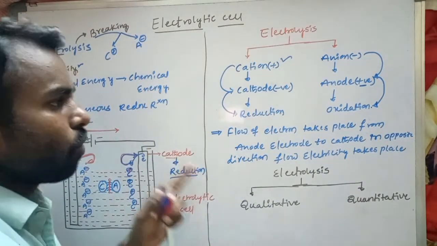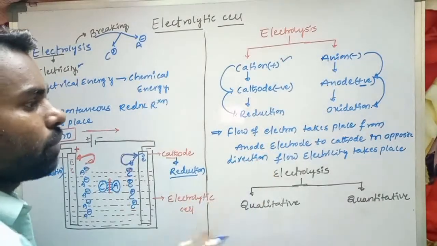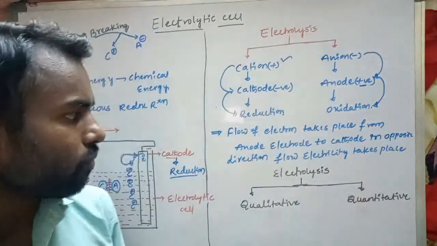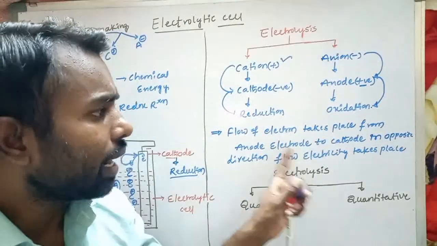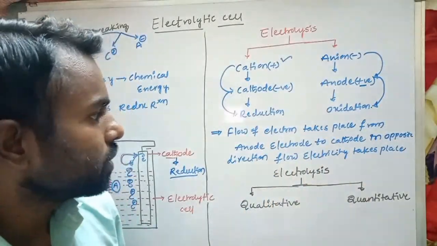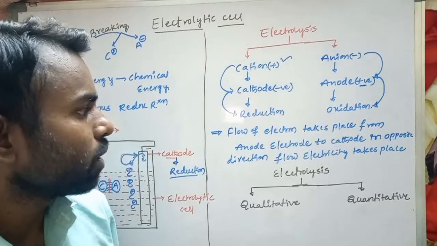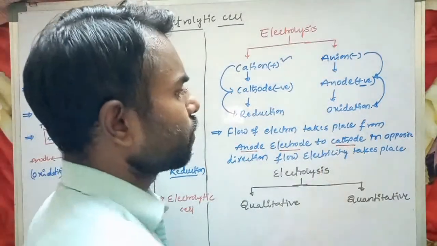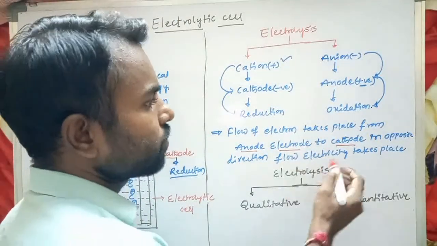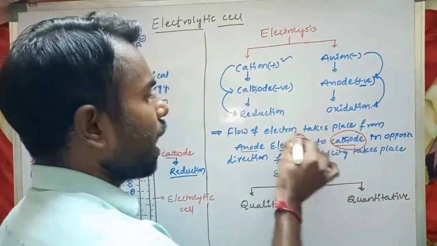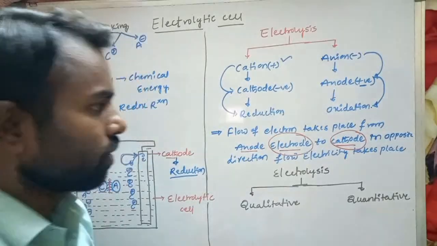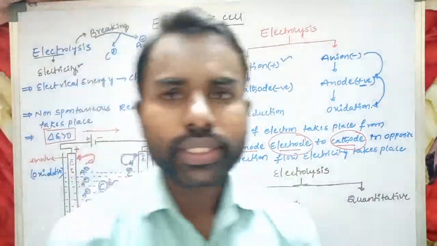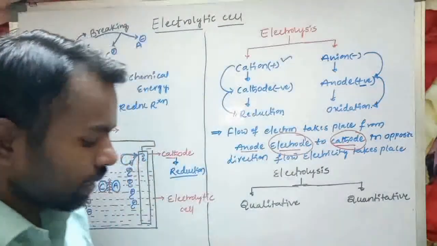Next, the flow of electrons will take place from anode electrode to cathode electrode. In the opposite direction of the flow of electrons, the flow of electricity will take place. Means the flow of electrons is taking place from anode electrode to cathode electrode, and the electricity will flow from cathode electrode to anode electrode.